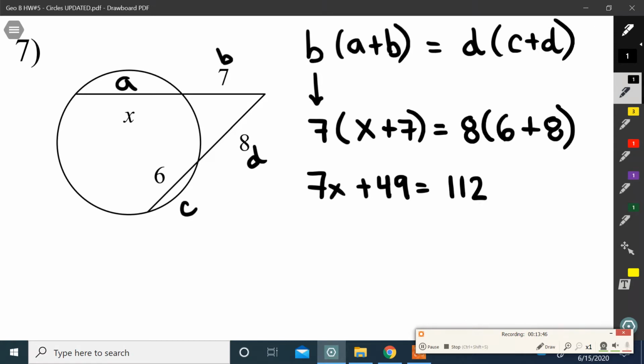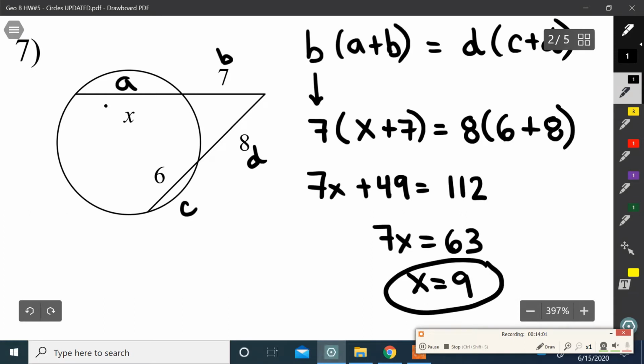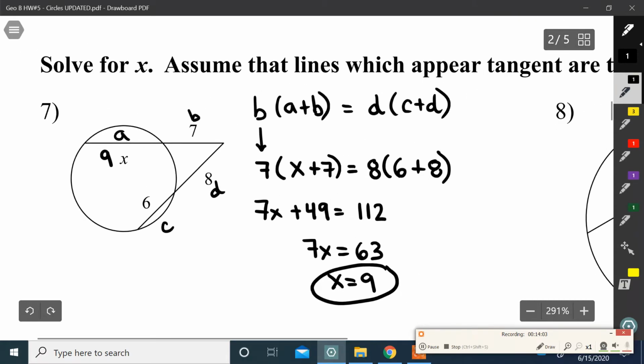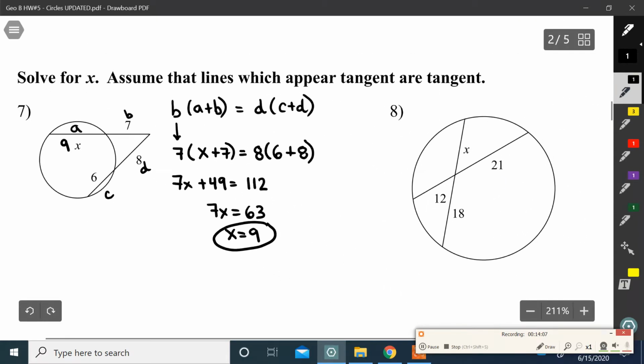Let's subtract 49 on both sides. We get 7x is equal to 63. When I divide by 7, I'm going to get x is equal to 9 as your final answer. So this right here will be a 9. Okay, that one wasn't that hard.